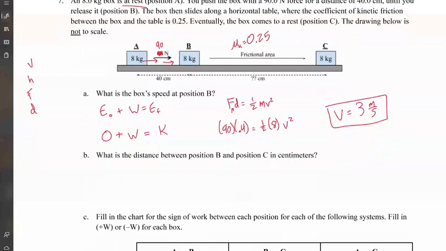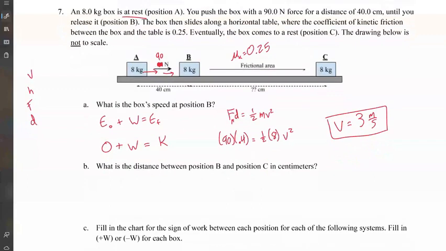What is the distance between position B and position C in centimeters? Well, we know how much energy it has at position B. Instead of initial and final, I'm going to go back and relabel this: energy at A and energy at B. So then we can compare energy at B plus or minus the work with energy at C. Now this work, are we in the frictional area? Are we taking work out or putting work in? We are taking it away because friction slows it down. Friction always takes energy away.